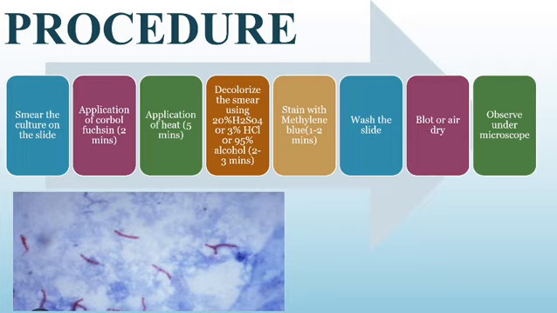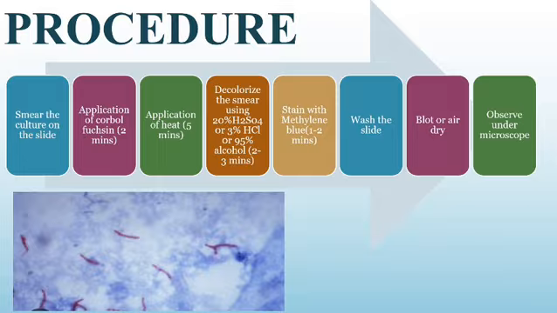The application of heat for a longer period helps in breaking down the mycolic acid layer, and so the easy penetration of your primary stain takes place and the cells get stained. Now decolorize the smear using 20% H2SO4, that is your sulfuric acid, or 3% hydrochloric acid, or 95% ethanol for 2 to 3 minutes. If the bacteria is non-acid fast, they decolorize and appear colorless.